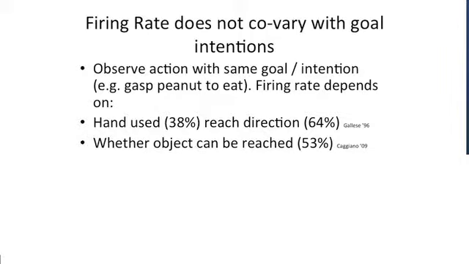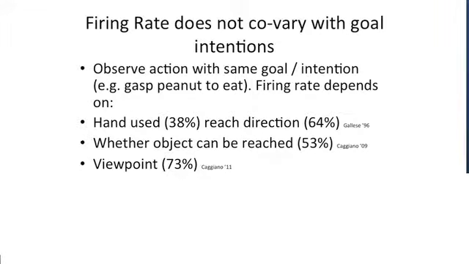Peripersonal and extrapersonal. Whether the monkey can reach the thing itself is irrelevant for the goal of the other monkey. The other monkey, the human in this case, is reaching out to grasp the peanut to eat. Whether the monkey itself can reach it is irrelevant, but yet 53% of mirror neurons care whether the monkey can reach it itself.